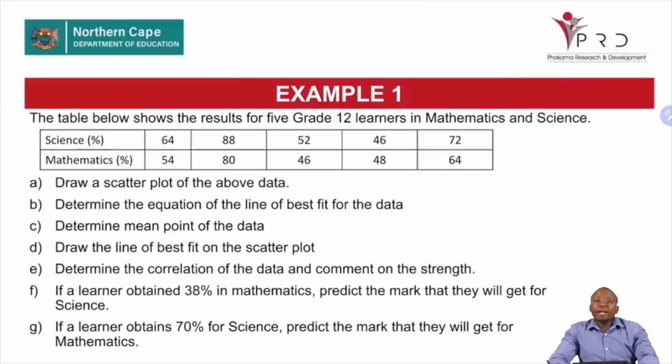Now, let us look at the example and apply the calculator instructions to tackle the statistics problems in grade 12. Now, let us see what we do here, grade 12. We are told that the table shows the results for 5 grade 12 learners in mathematics and science. In most cases, the examiner will indicate for you which one is X and which one is Y.